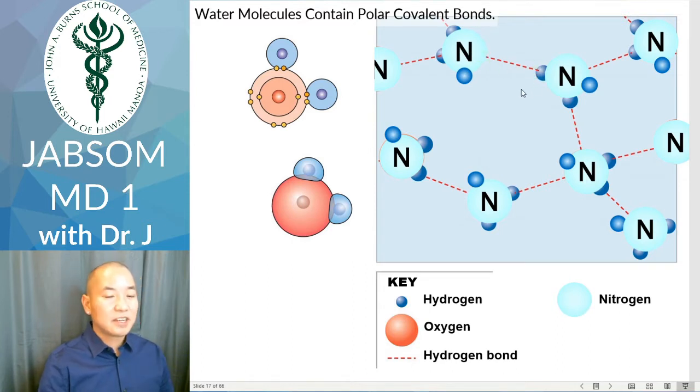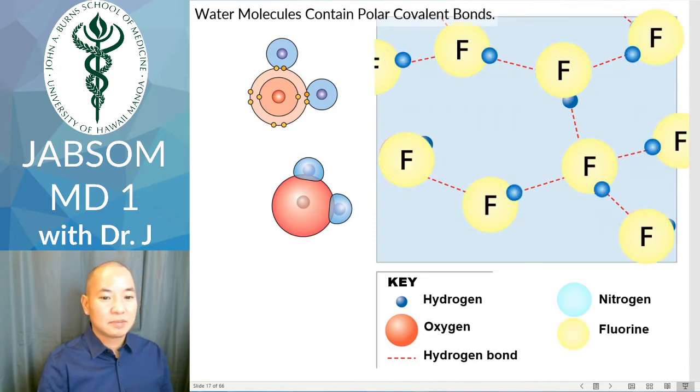Now, if you had a very thorough professor in the past, they might have told you it's not just oxygen and nitrogen, but fluorine can also form hydrogen bonds. Some of you might be thinking, wait, what molecule in the body has fluorine in it? And you are correct. Fluorine is not part of your normal physiology, but why is this relevant? Well, fluorinated drugs are a very important concept in pharmacological drug design.